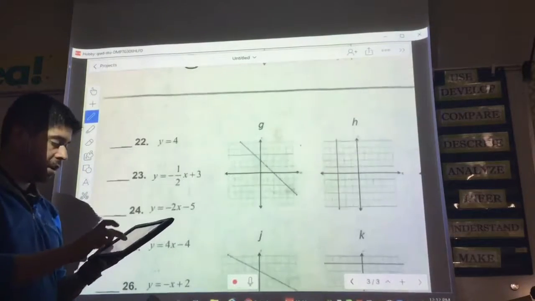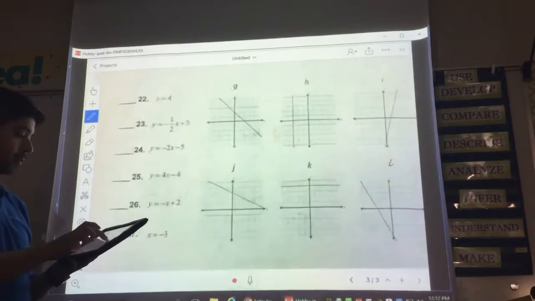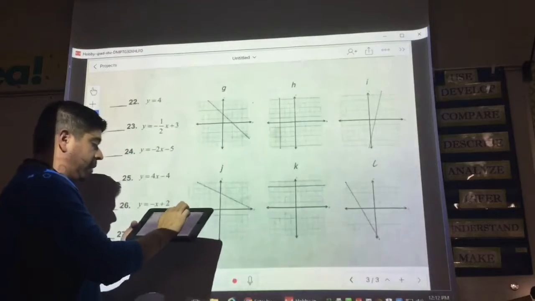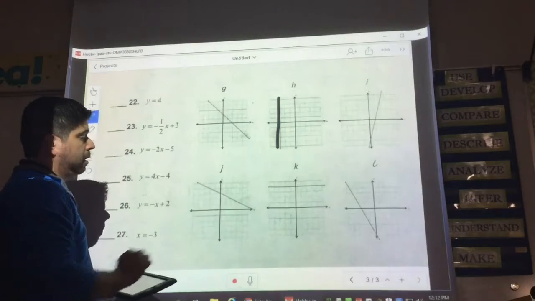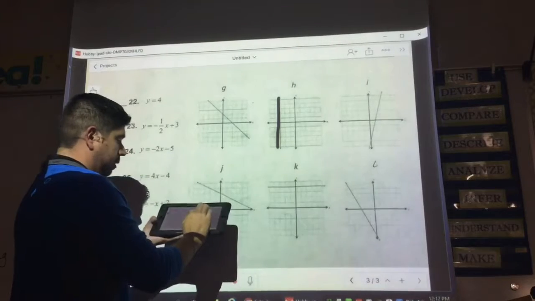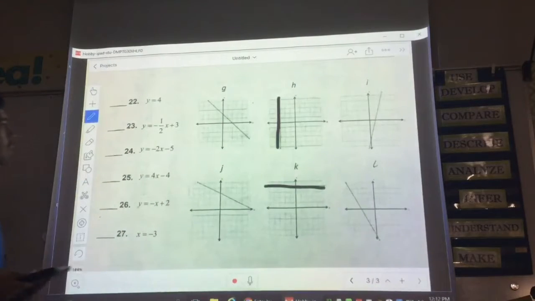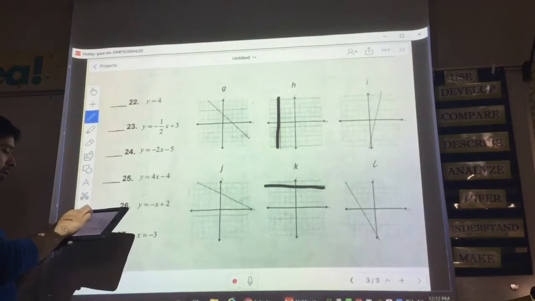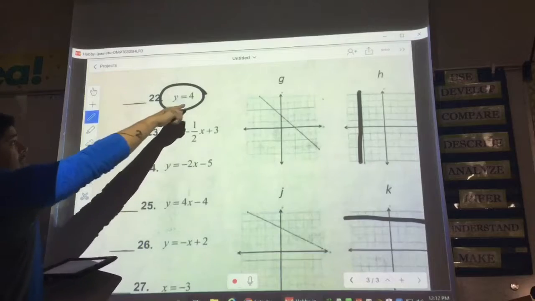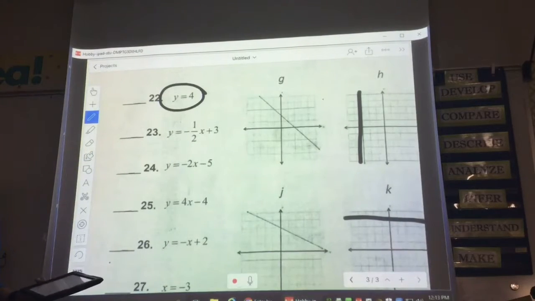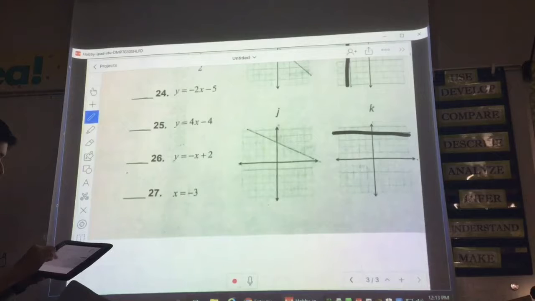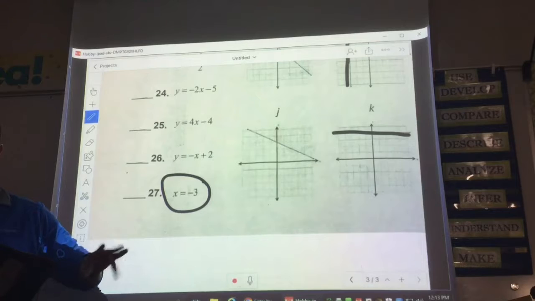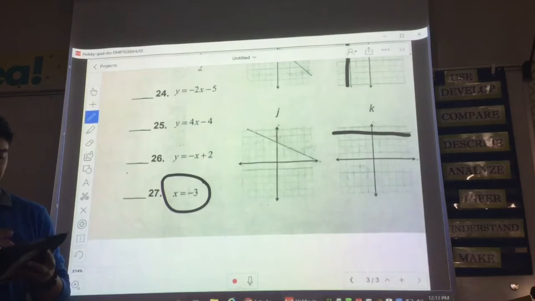Now, down here on the bottom, if you notice, H, right here, goes straight up and down, like that. And then K goes horizontal this way. One of those two is going to go with number 22 because look at number 22. It doesn't have a slope on there. And then look at 27. X equals negative 3. So you're going to have to figure out which one goes with what.